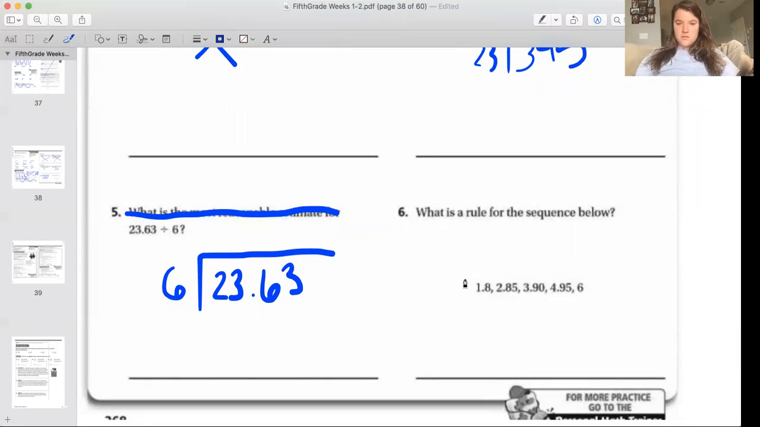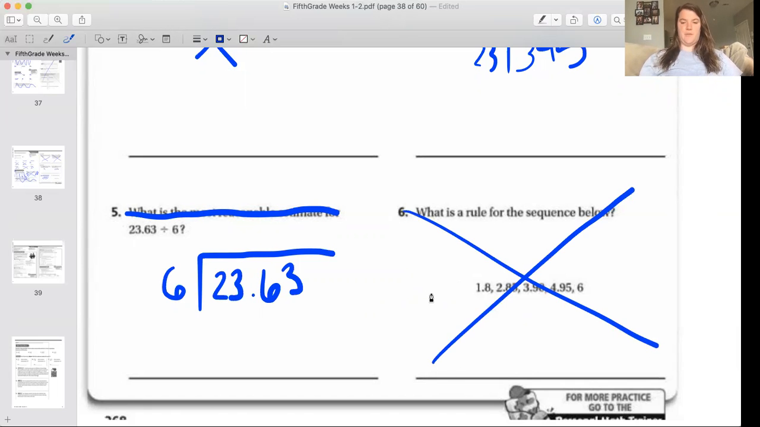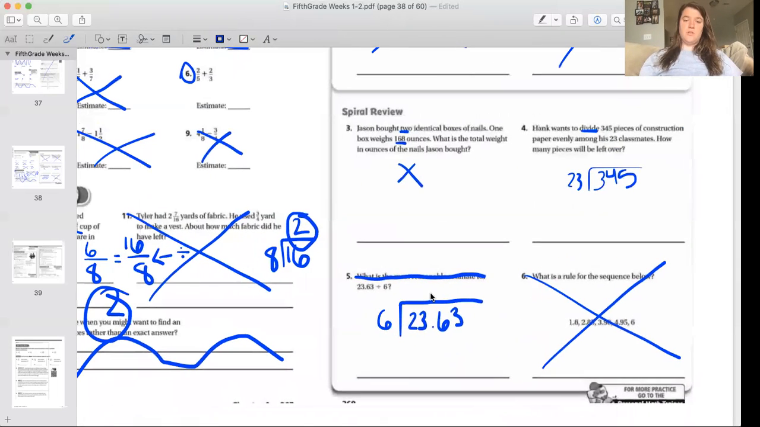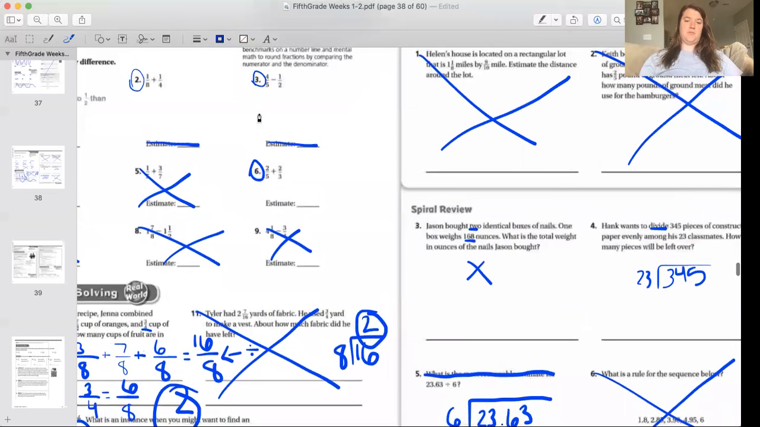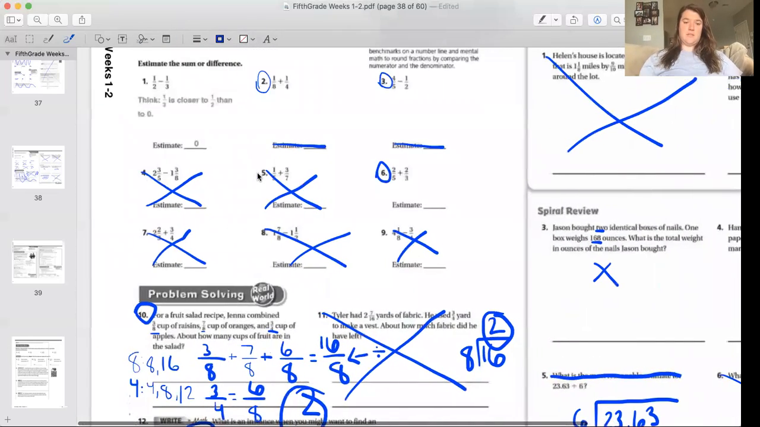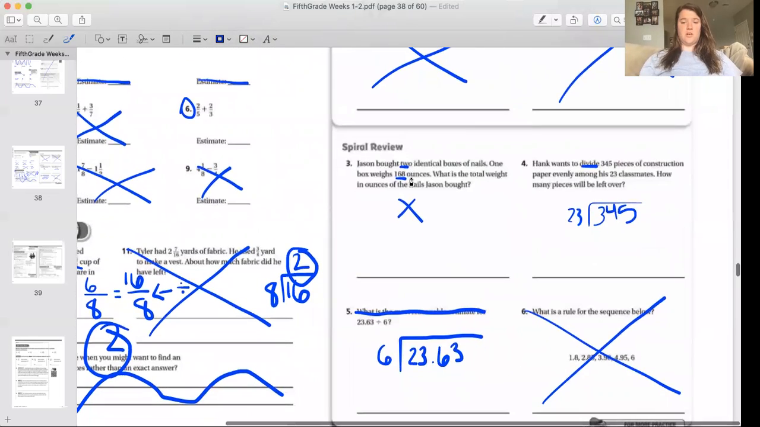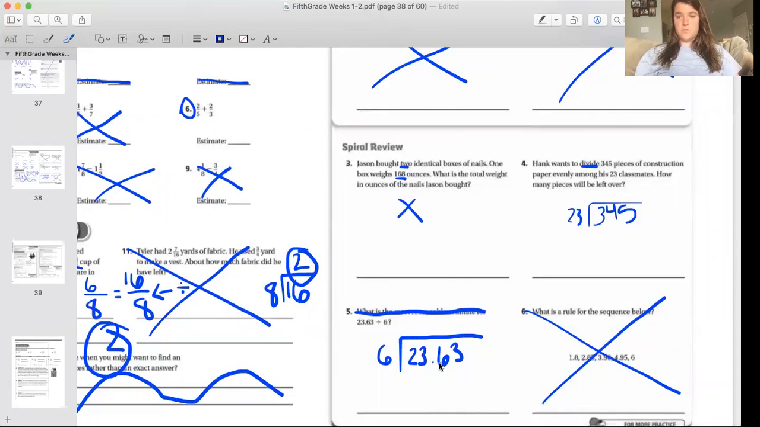And then what is the rule for the sequence below? You should probably be able to figure this out. So if I'm going from 1 8/10, actually, we'll skip that one for today too. Don't worry about it. Okay, so you don't have that many problems to do. You have number 2, 3, and 6 on this page. And then on this page, all you have to do is number 3, which is multiplying, 4 division, and then 5 is division with a decimal. And you should be pros at that by now. So that's all for math.